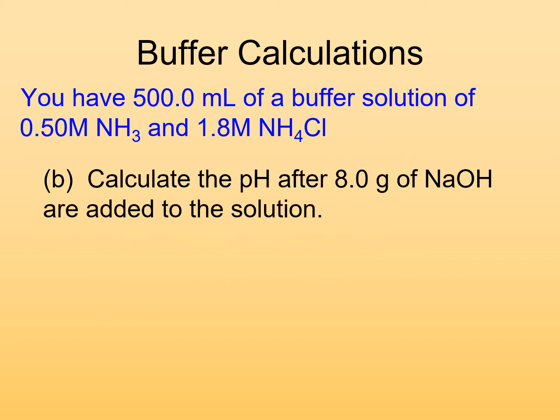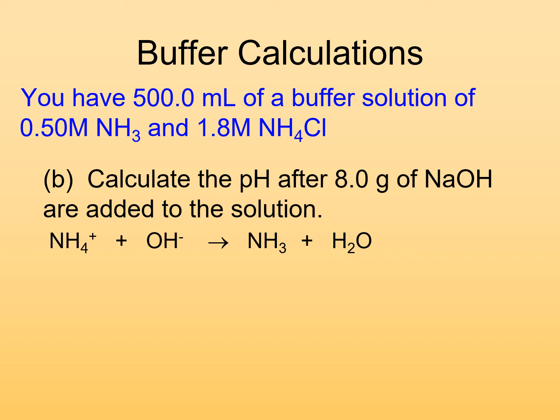Our second part of our problem wanted us to find the pH after 8 grams of sodium hydroxide were added to the solution. So whenever you're looking at that neutralization, you need to do an ice table. So since we're adding sodium hydroxide, we're adding hydroxide ions. So that's a base, which will be absorbed by our acid part of our buffer, which is the ammonium chloride. So they will interact with the ammonium ions. So we have the ammonium ions and hydroxide ions producing ammonia and water.